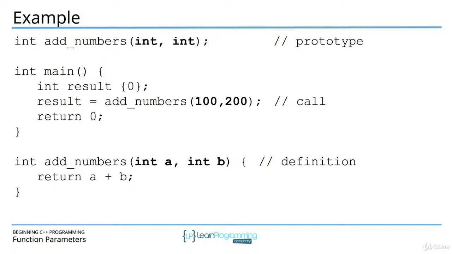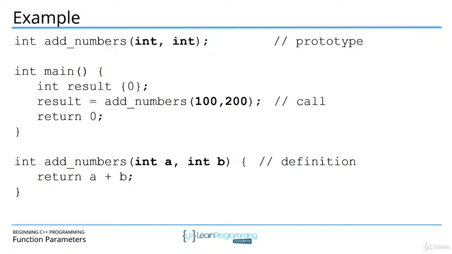You can see at the bottom of the slide that I've defined the addNumbers function. It has two integer parameters, a and b. In the case of the function call in main, a will be 100 and b will be 200. 100 plus 200 is computed and 300 is returned. The 300 is then assigned to the variable result in the main function. Let's take a look at another example.